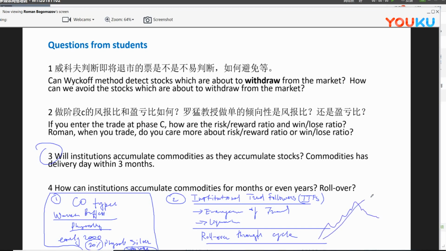So they would be more concerned about doing their rollover, and as they acquire position, let's say on the way up, they would be rolling over at some point of the trend, and they would be giving up that position once the trend is broken.